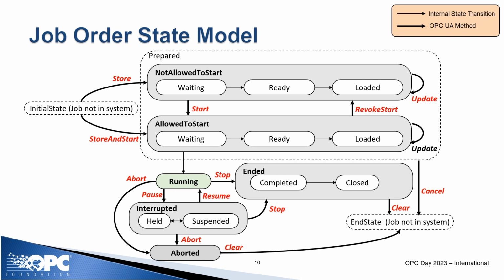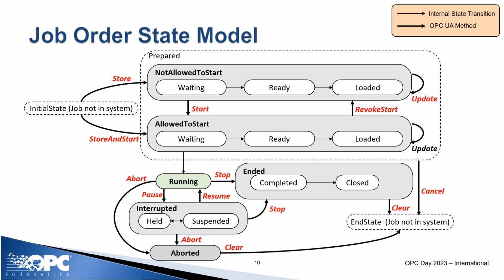So your machine itself is saying, okay, I am, for example, allowed to start. And it goes into the waiting state, then it's ready, and then it's loaded, which means the material is all loaded and it's ready to start running. And then it will itself say, okay, now I can start running because I was allowed to start. It may then stop or be stopped. You may resume it, held or resumed.